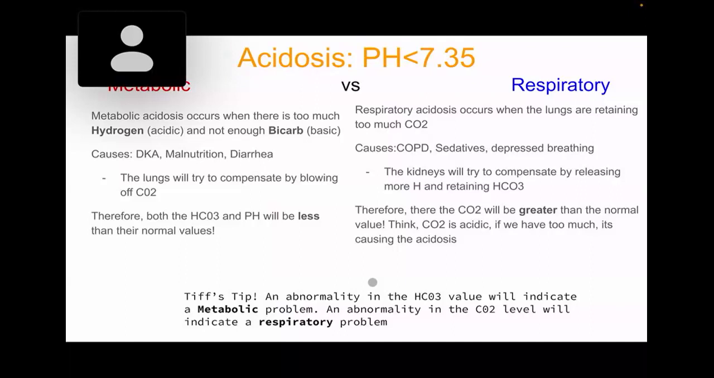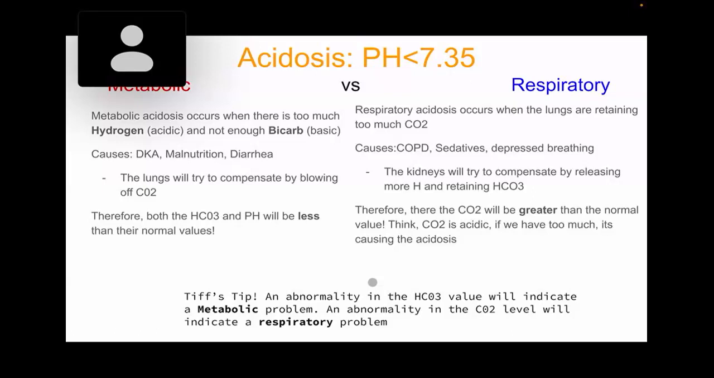When we're talking about respiratory acidosis, like I just said, we hold on to CO2. CO2 is an acid. So if I have a high CO2, I will have a low pH. My pH will be more acidic. I have on the bottom my little tip. An abnormality in the bicarb will indicate a metabolic problem. An abnormality in the CO2 level will indicate a respiratory problem.